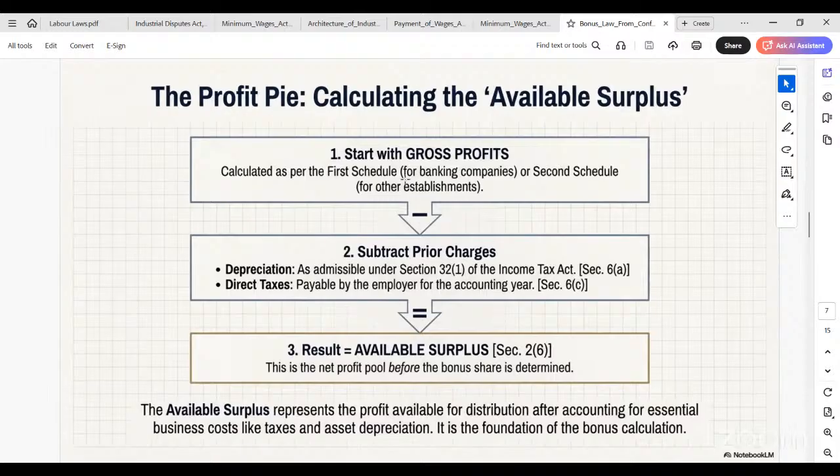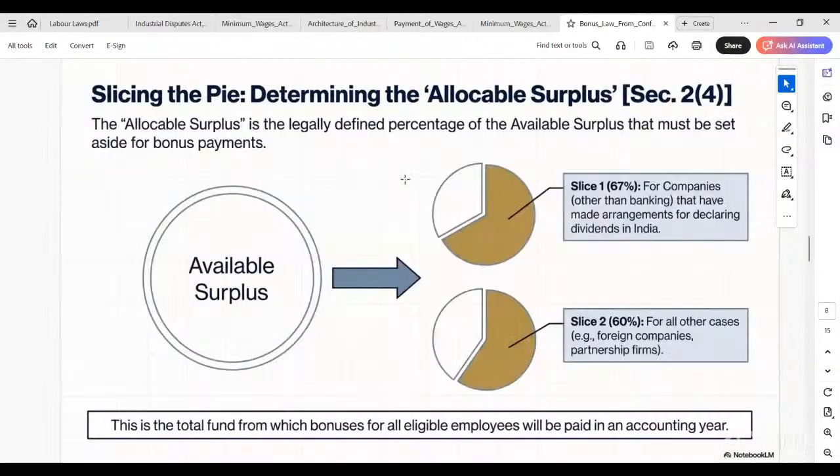So based on the available surplus amount, after meeting all kinds of expenses in an organization, the available profit is distributed after accounting for essential costs like tax and others that have to be paid. Like available surplus, 67% is for companies other than banking that have made arrangements to declare dividend in India, and 60% for foreign companies. Right. So this is the total fund for the bonus for all eligible employees to be paid in an accounting year. Right.